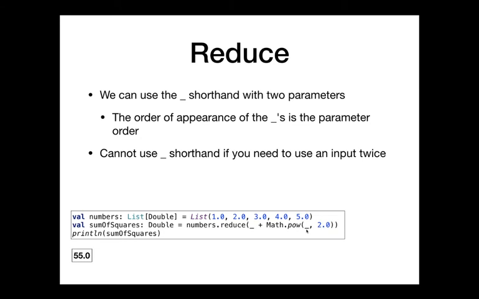And since this is the way, the first one has to be my accumulator, and the second one has to be the value that I'm looking at, the element from my list. So it's very important to get the order right, that it has to be the accumulator first.